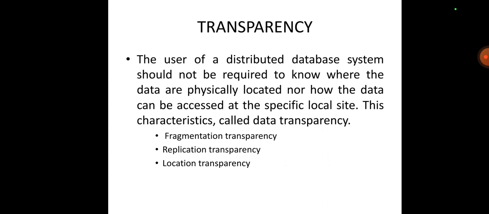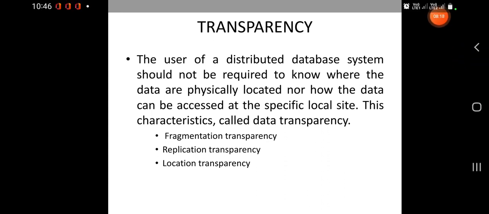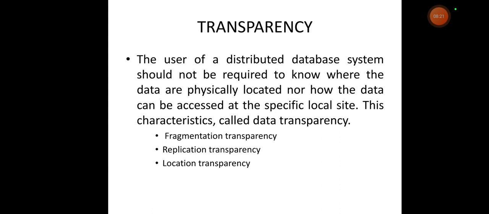Next one, transparency. The user of a distributed database system should not be required to know where the data is physically located or how the data can be accessed at the specific local site. This characteristic is called data transparency. There are three different types of transparency. First one, fragmentation transparency. Second one, replication transparency. Third one, location transparency. Fragmentation transparency: users are not required to know how a relation has been fragmented.